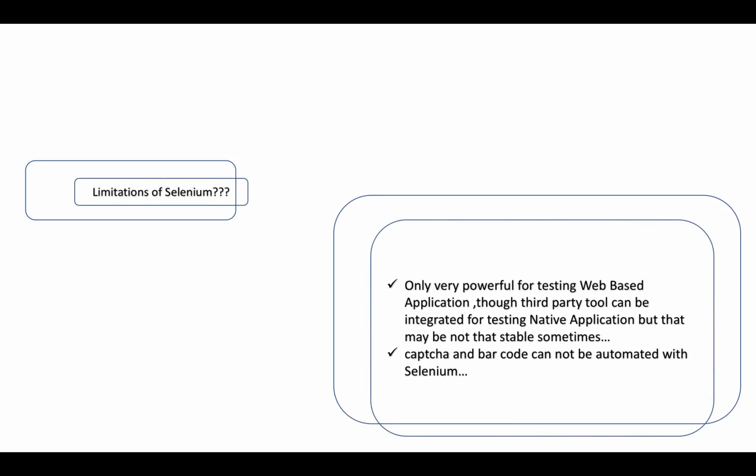Limitations of Selenium. There are a couple of limitations of Selenium as of today. It is very powerful for web-based application automation, but when it comes to native applications, it doesn't support that much automation. There you can use some third-party tools to automate part of it, like AutoIT and so on. But again, Selenium does not have that much support for the same. Another thing, captcha and barcode cannot be automated with Selenium, because captcha and barcode come up on the fly, so they cannot be automated.